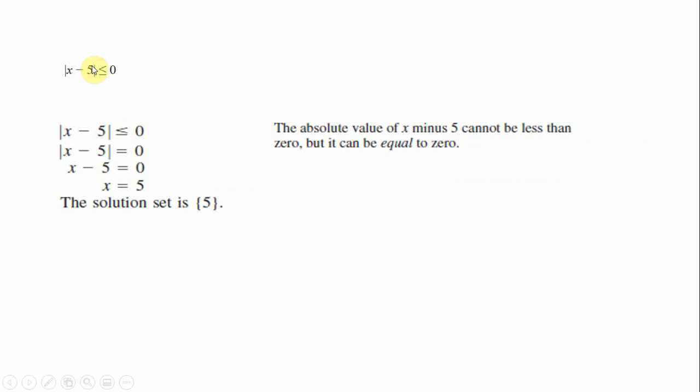How about absolute value of x minus 5 less than or equal to 0? This is okay. It's never going to be negative, it's never going to be less than 0, but I've got to include the equals. So the only point that's going to work is when it says equal to 0, and that just means that the inside has to be equal to 0, which means that x is equal to 5. So the solution set is just 5. Just that point only.